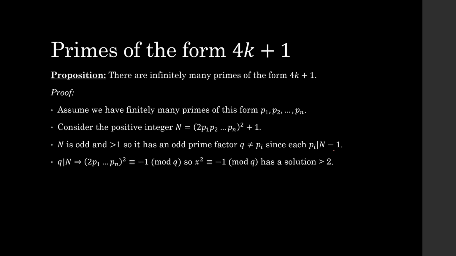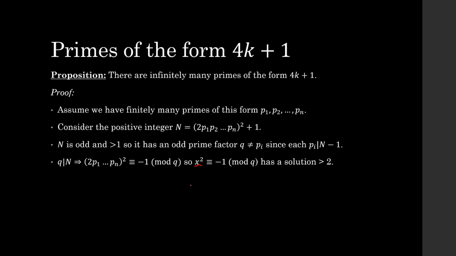Okay, so we've got q divides n, which implies that (2 times p1 all the way to pn) squared is congruent to -1 mod q. And that's because (2 p1 all the way to pn) squared plus 1 is congruent to 0 mod q, okay? So this is a square number, and so we've got x squared congruent to -1 mod q, where x is 2 times p1 all the way to pn. And so that means that this equation, where we're just looking to solve x, has a solution that's bigger than 2, because that's n minus 1.